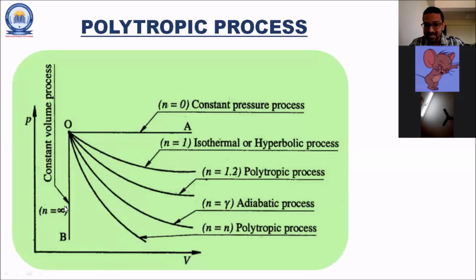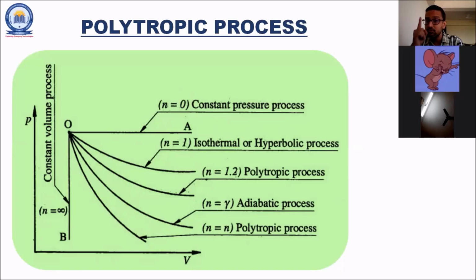If we are substituting n is equal to infinity, then we will be getting the answer V raised to infinity, and any term raised to infinity is always a constant term. So when n is equal to infinity, we are getting the answer V is equal to constant, so that represents the constant volume process. Now substituting n is equal to 0, so P V raised to 0, that is equal to 1, V raised to 0 is equal to 1, so we are getting the answer P is equal to constant, so it represents the constant pressure process.